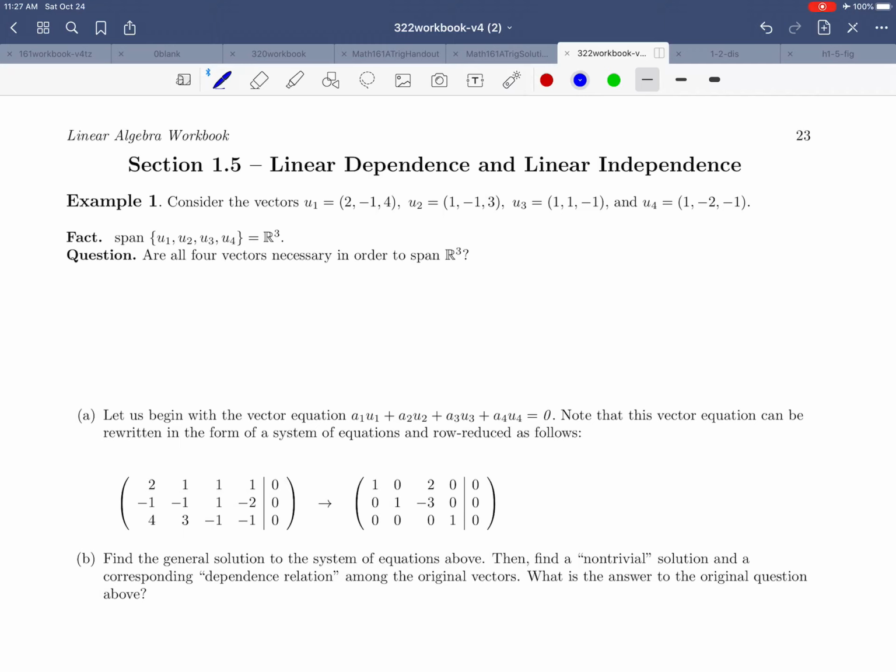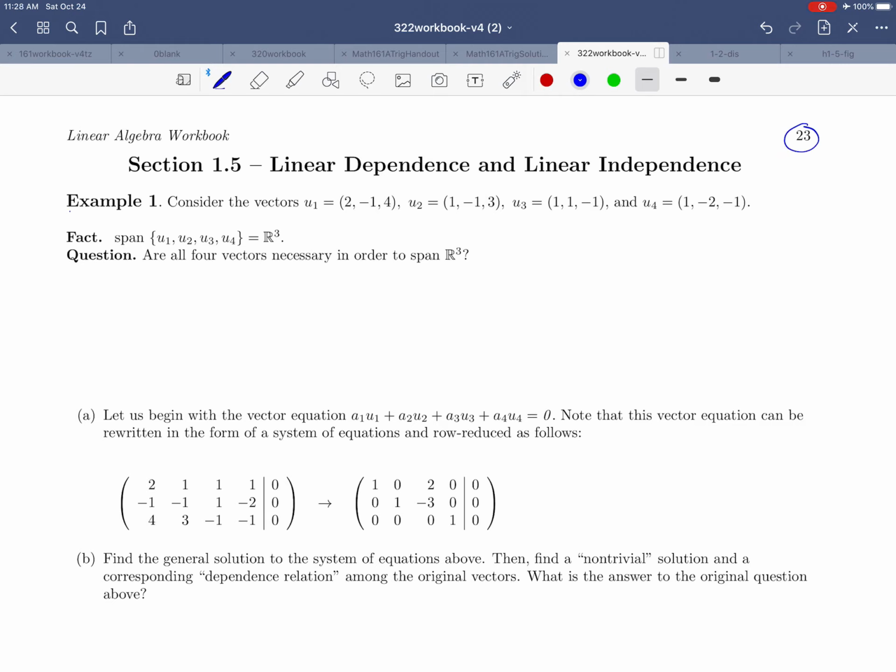Hello everybody, and welcome to the beginning of section 1.5. We are looking at page 23 in the workbook, and we are about to talk about another big definition in our linear algebra course, the idea of linear dependence and independence. And I think the best way to get started on this is just to consider an example.